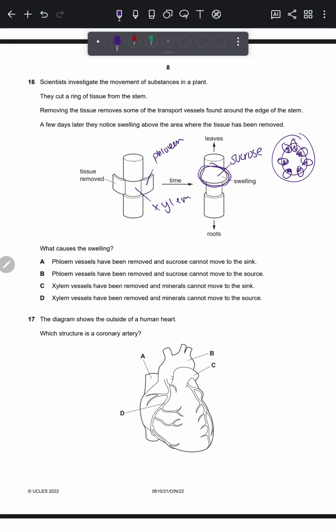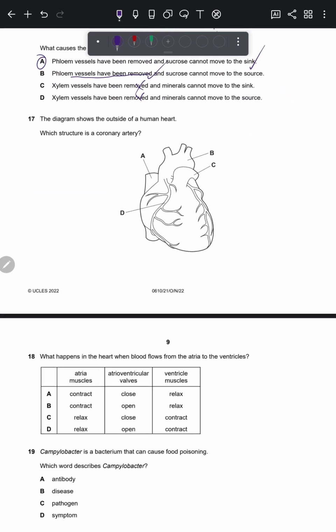So what is causing the swelling? Phloem vessels have been removed and sucrose can't move to the sink. Yep, straight away that is the answer, but let's look at the other options. Phloem vessels have been removed and sucrose cannot move to the source. Well, why would the sucrose be wanting to go to the source? At least this part is correct. Phloem vessels has been removed. Xylem vessels has been removed. Nope. And that eliminates it.